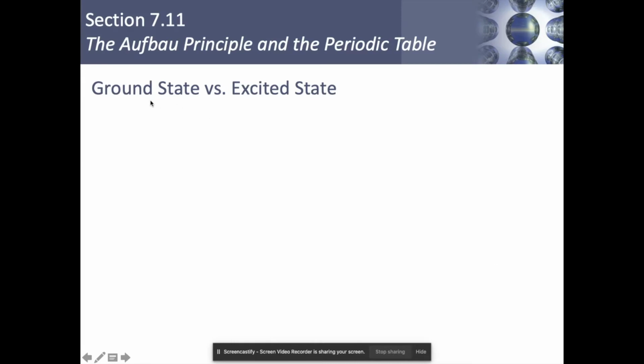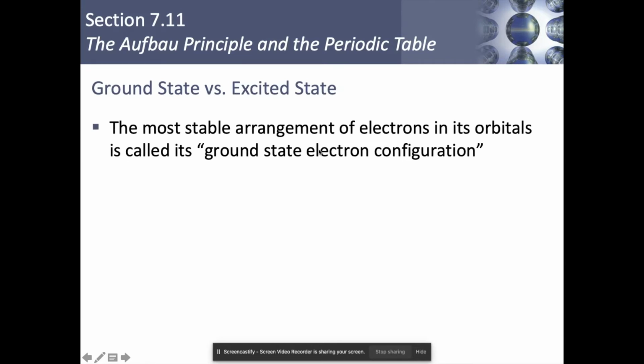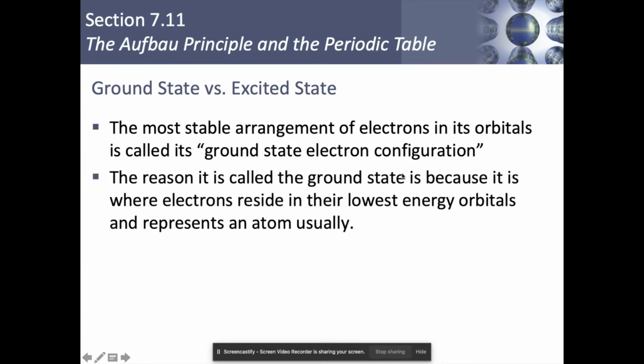Now let's talk a little bit about ground states versus excited states for electrons. The most stable arrangement of electrons in their orbitals, we call that the ground state electron configuration. And that's important because the ground state is where your electrons reside in their lowest energy levels. So in other words, it is where you would find electrons for any atom from the periodic table if you didn't apply any energy to it at all. It's just, where would you find your electrons? The ground state describes where you would find your electrons.